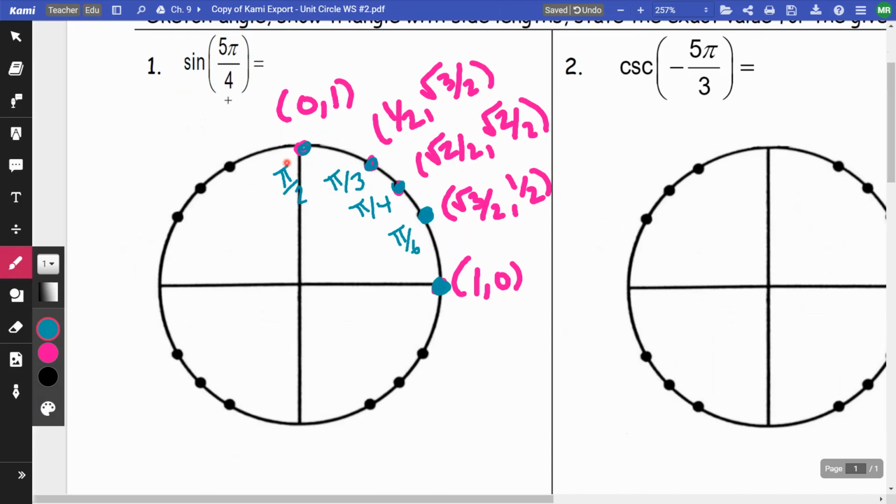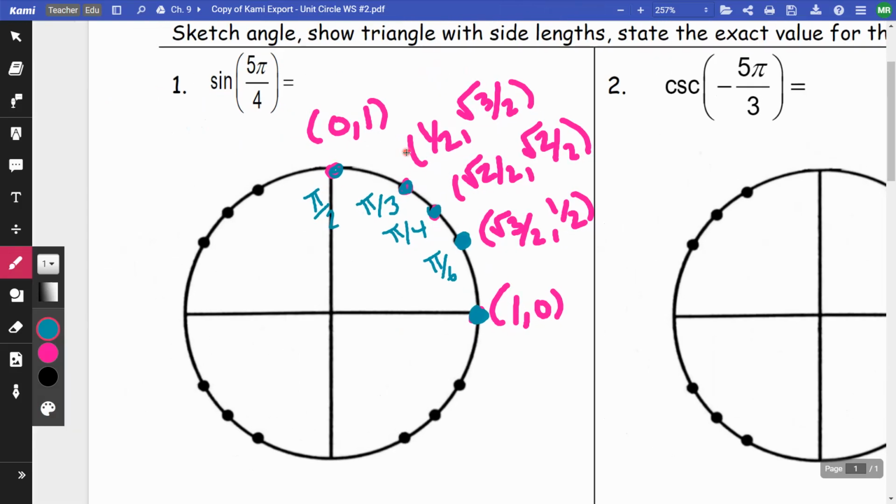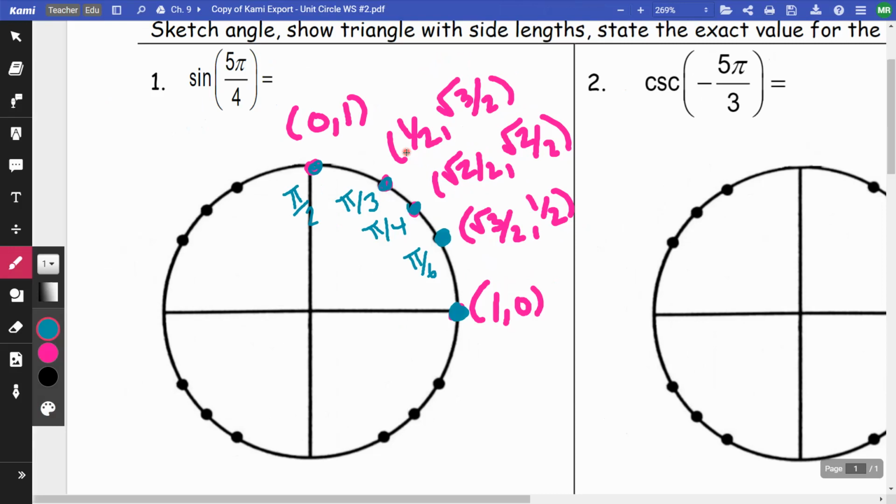Now, when I'm finding sine and cosine or any of the other trig functions, your x coordinate and your y coordinate are going to be your cosine of your angle and your sine of your angle. So in this case, I want sine, so I'm going to find my y coordinate.